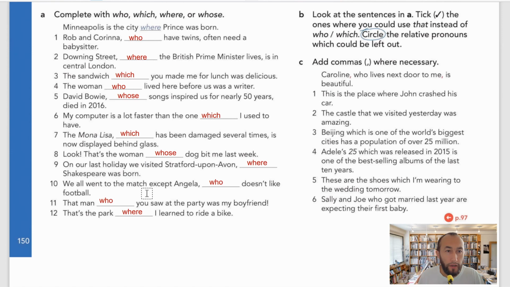Right? Now we've done it. So number 1, Rob and Karina, who have twins, often need a babysitter. That's good. Downing Street, where the British Prime Minister lives, is in central London. Number 3, the sandwich which you made me for lunch was delicious. That's good. 4, the woman who lived here before us was a writer. David Bowie, whose songs inspired us for nearly 50 years, died in 2016. That's also good. Number 6, my computer is a lot faster than the one which I used to have. That's correct. 7, the Mona Lisa, which has been damaged several times, is now displayed behind glass.